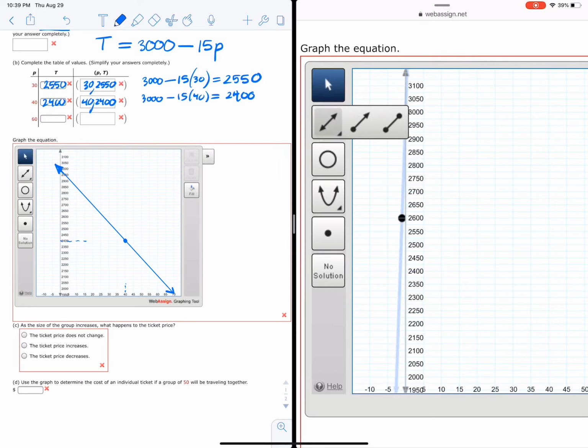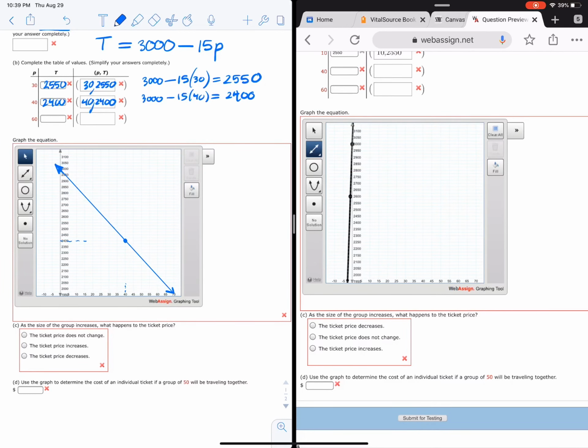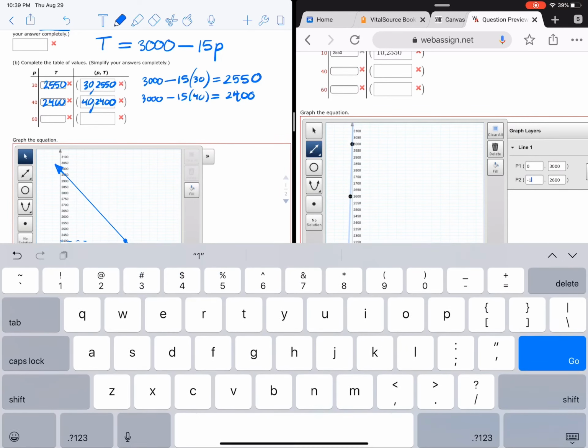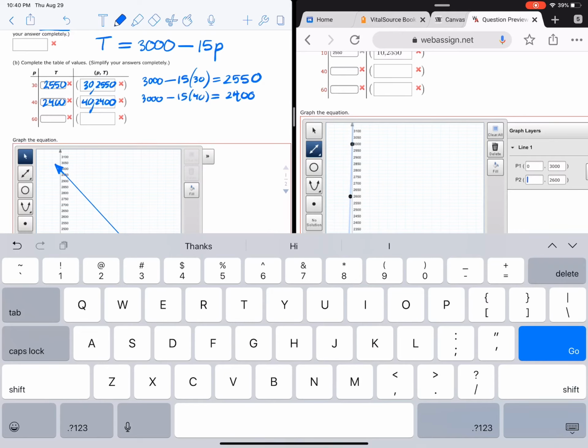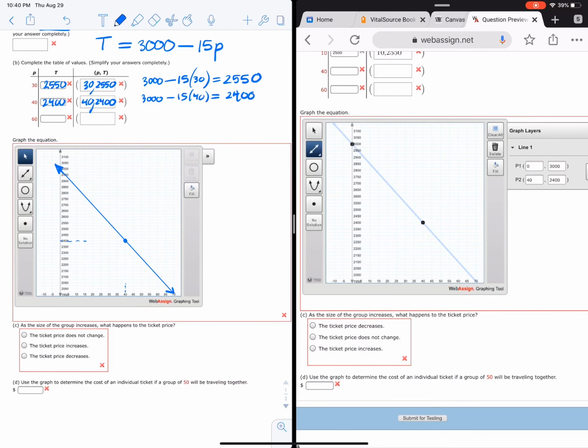Hit the line again. It's kind of hard to deal with this on an iPad, but I'm going to hit this arrow. This is really cool. Hit this line thing, and now watch this. For my other point, I will put 40, 2400. That's an easy way to get our graph going. So now I'm going to hit this line, and boom, now it's black. That line needs to be black. That means it's a real line. So now, as the size of the group increases, the ticket price decreases.